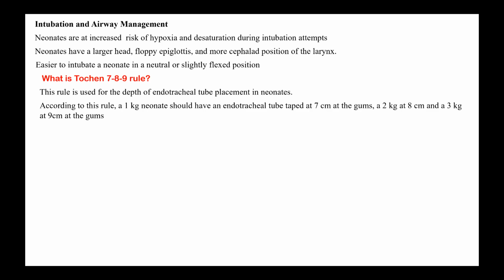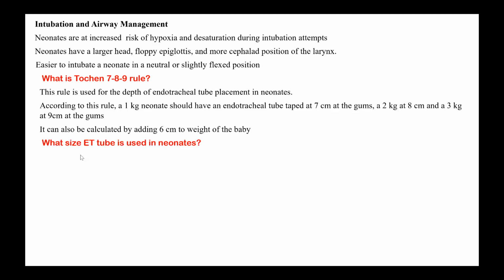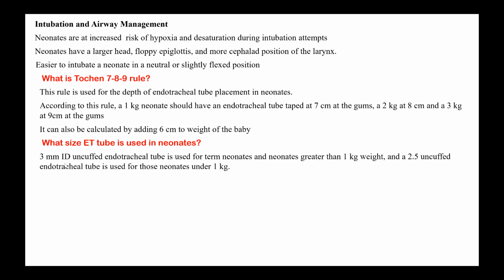You can also use the weight of the baby plus 6 centimeters as a rule. So supposing a 1 kg child, 1 plus 6, 7; 2 kg, 8, like that. So what size ET tube is used in neonates? That is the circumference or the internal diameter. Usually a 3 mm ID uncuffed endotracheal tube is used most of the time in children with 1 kg weight. And if it is less than 1 kg, you have to use a 2.5 uncuffed tube.